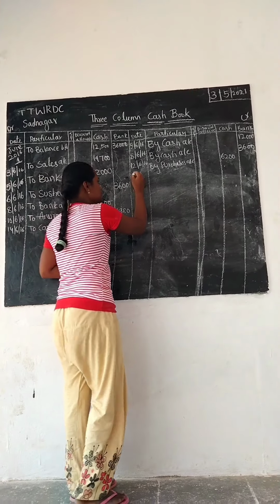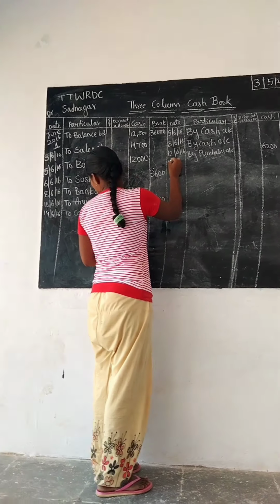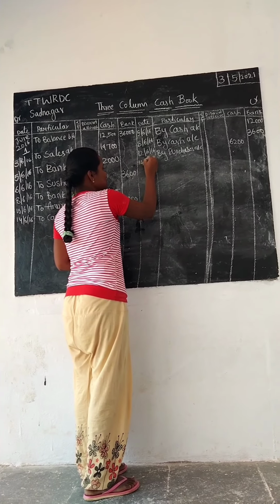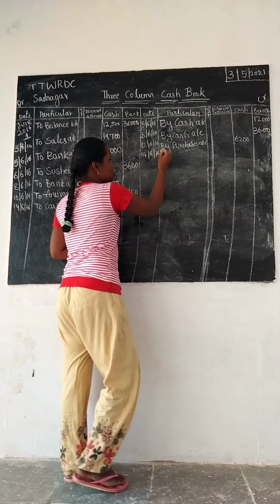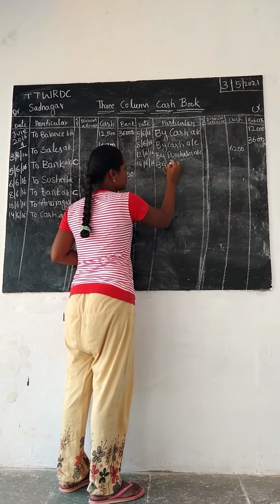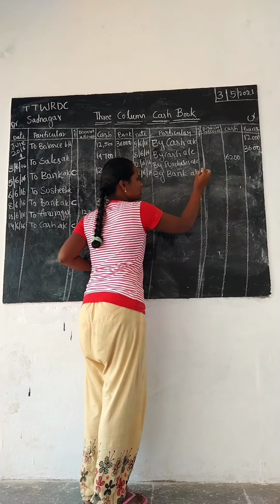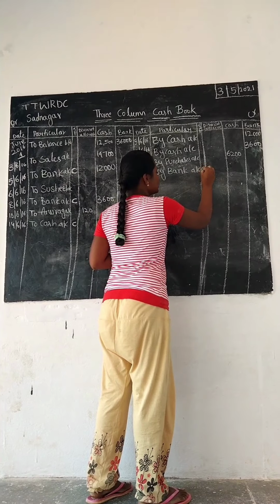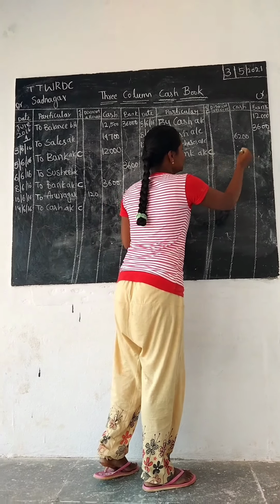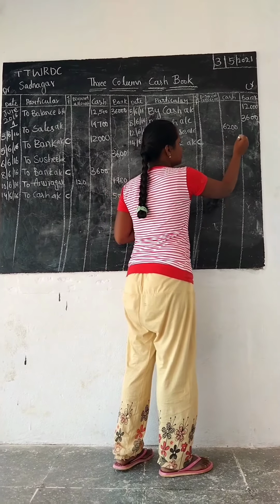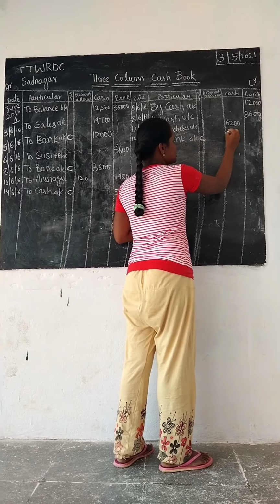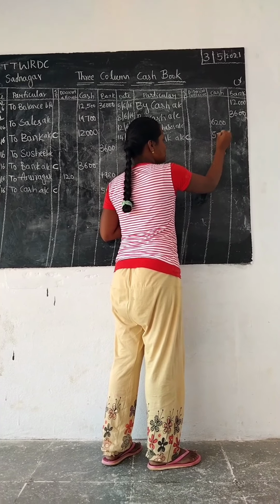And here on the credit side also we should write, on day 14, 6, 16, by bank account. Here contra entry, the amount in cash, 5,000 rupees.